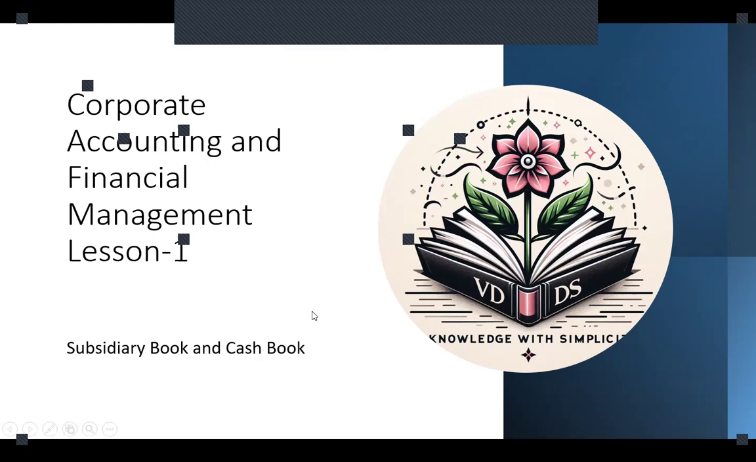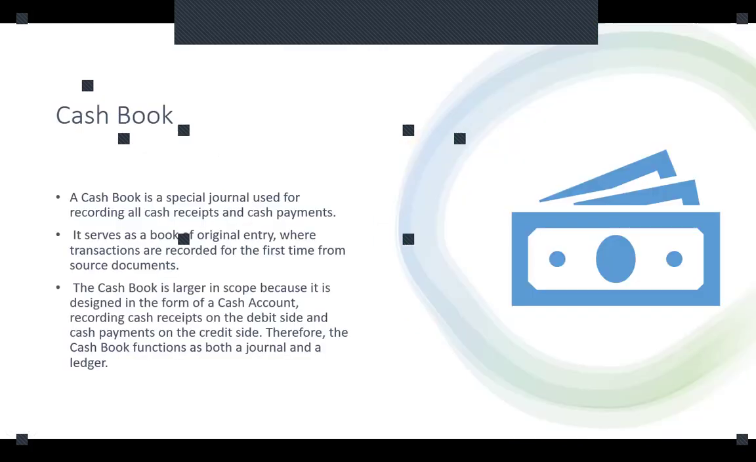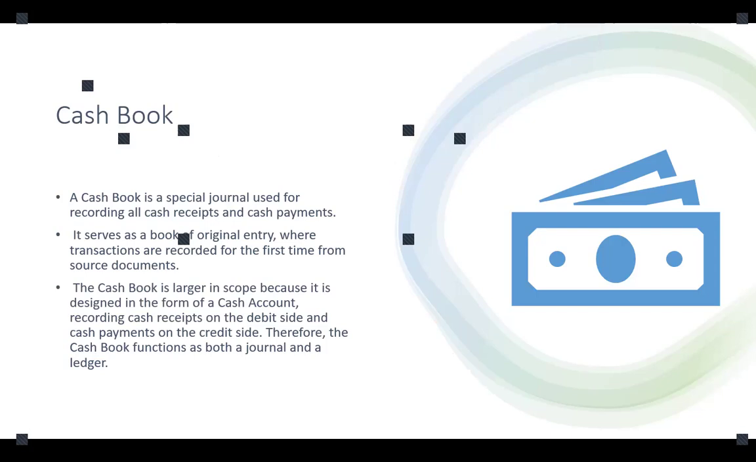Let's go ahead to understand the concept of cash book. A cash book is a special journal used for recording all cash receipt and cash payment. In simple form, we can say the cash book is a book which is used for recording the information of your business cash transactions, whether it is a cash receipt or cash payment. It serves as a book of original entry where transactions are recorded for the first time from source document.